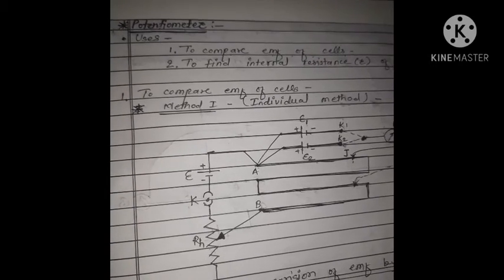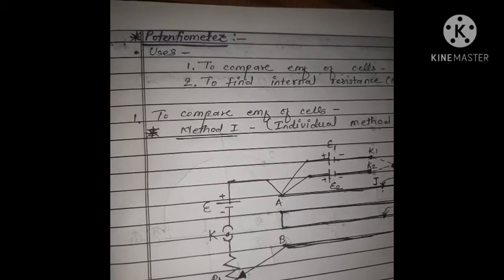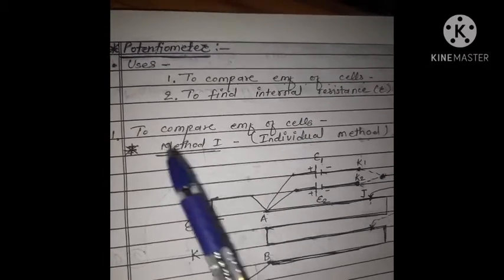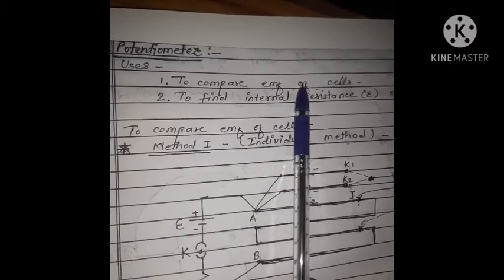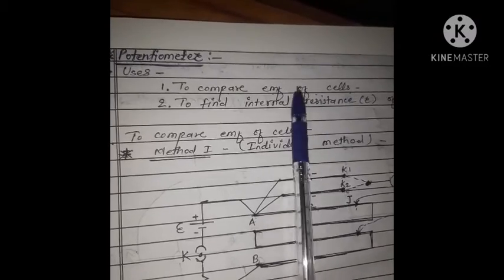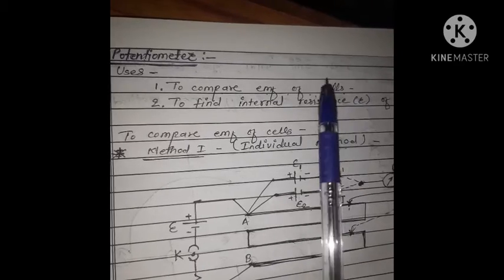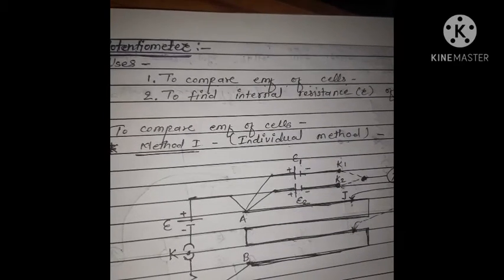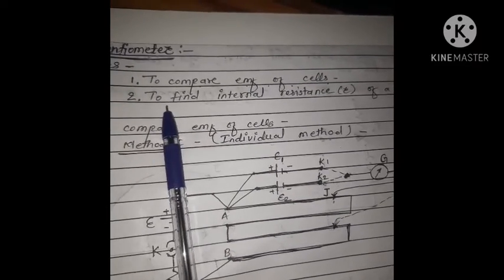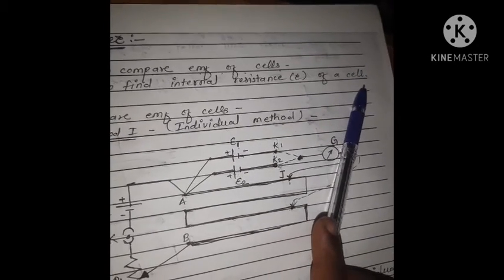Hello students. In ninth topic, current electricity, we have started uses of potentiometer. In that we have seen the first application of potentiometer, that is to compare EMF of cells. We have compared EMF of cells by two different methods, by individual method and sum and difference method. Now we are going to discuss the second application, that is to find the internal resistance of a cell.